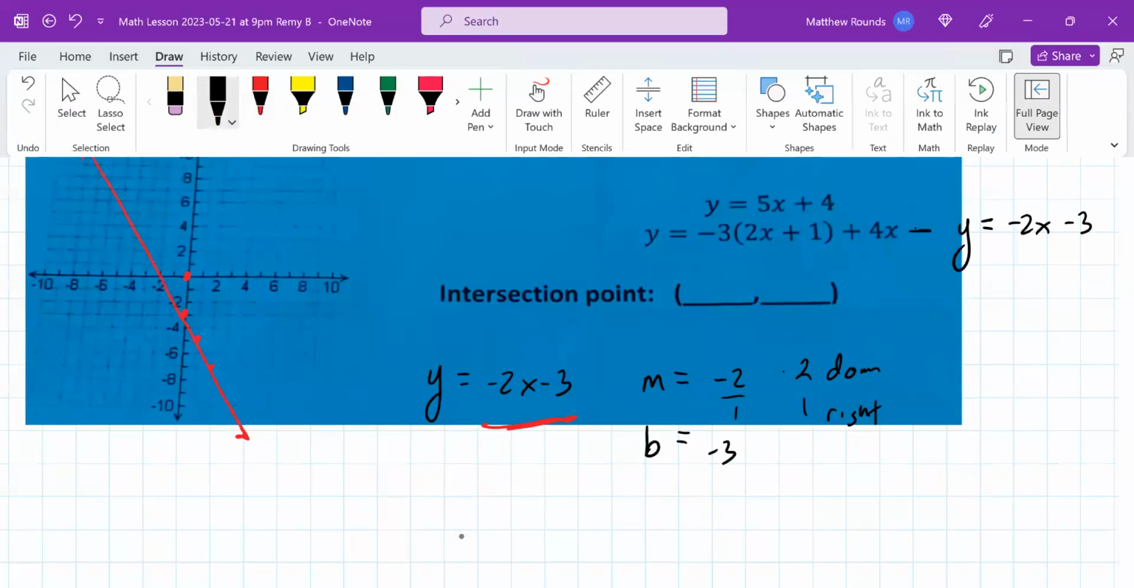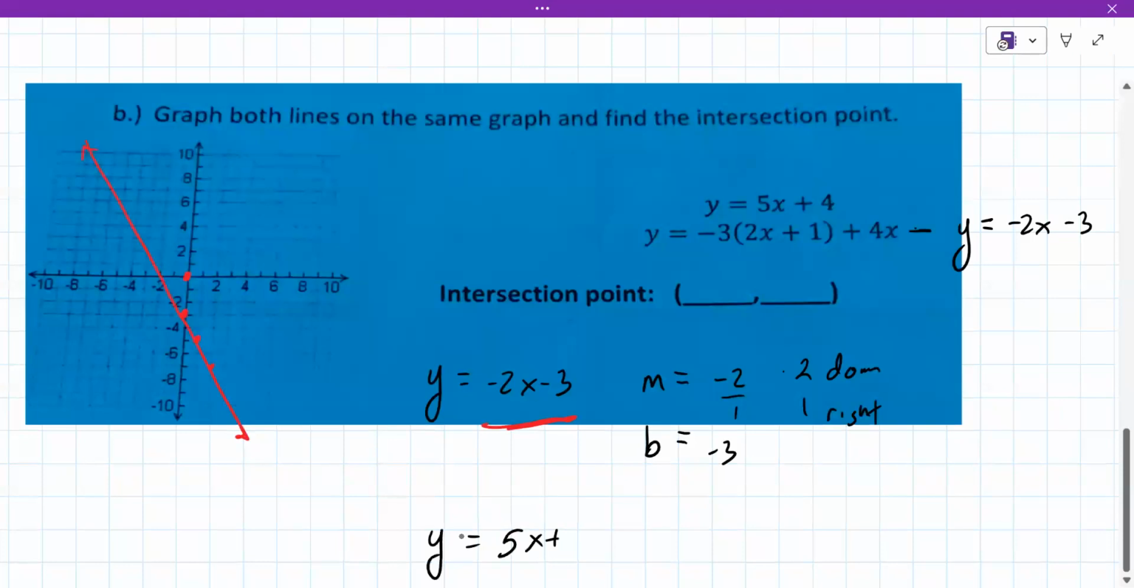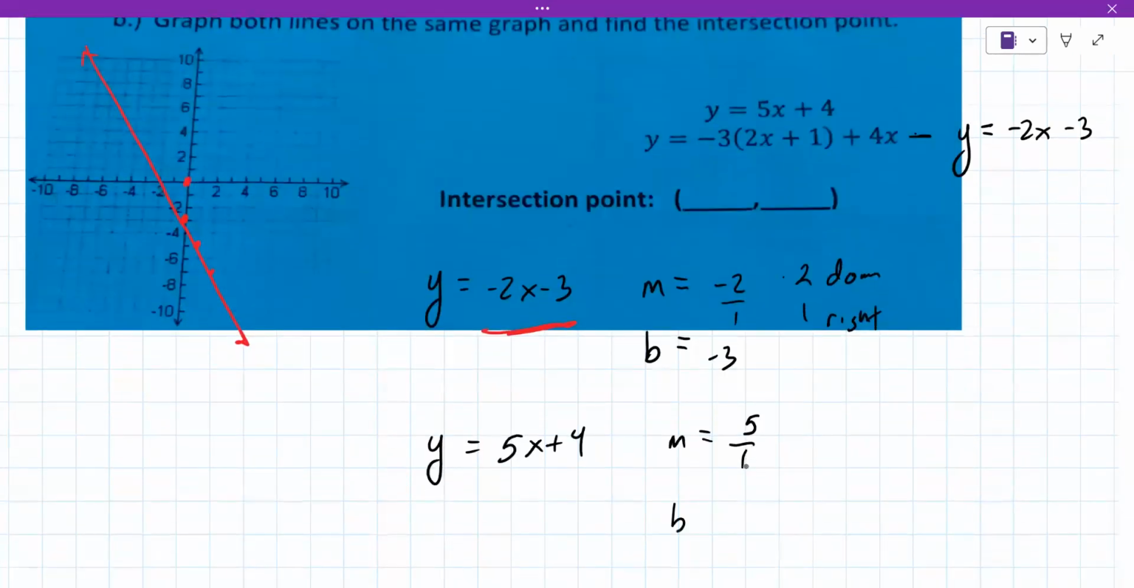The other one is y equals 5x plus 4. What is the slope of this one? The slope m would be 5. Good. So I'm going to write 5/1. And what's the b value? 4. So this time you start at 4. You start from the origin, you go up 4. And then you go up 5, right 1.